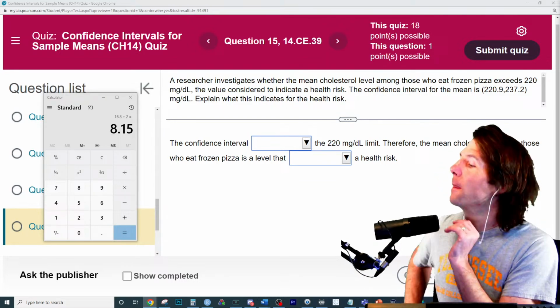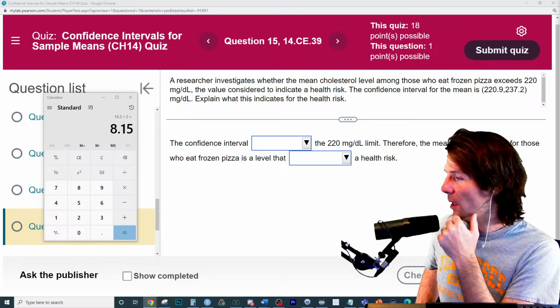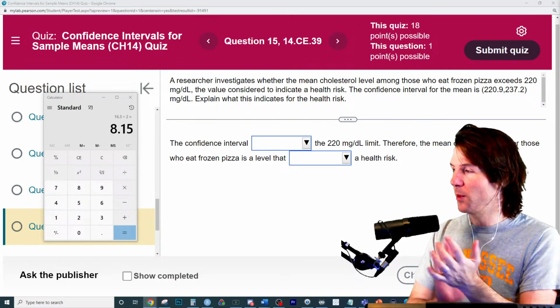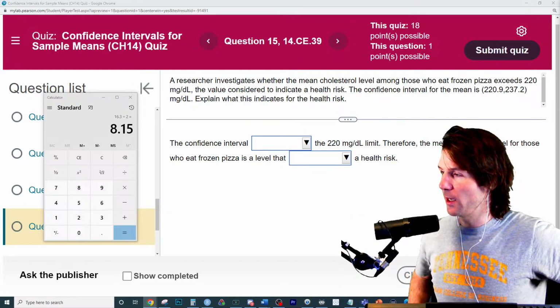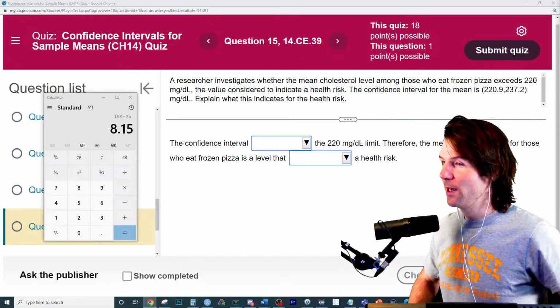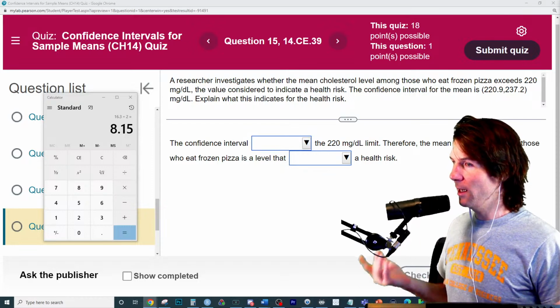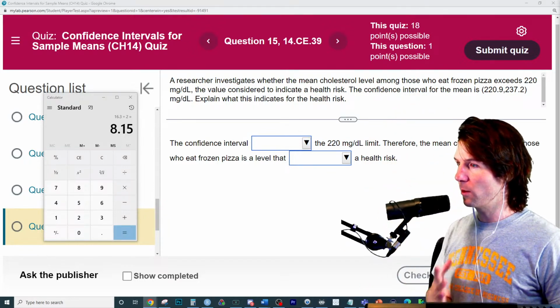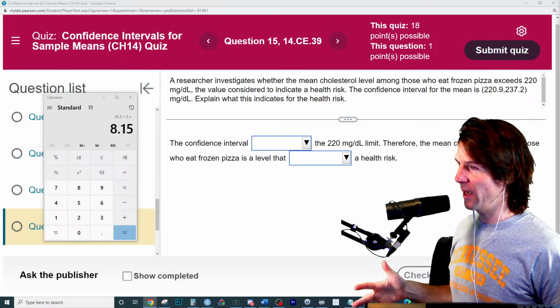Mubot didn't. Okay. I am 95% confident that the true mean cholesterol level of people who eat frozen pizza is contained in the interval blank to blank. You got it: 220.9 to 237.2. So think about this. That interval is completely above 220, right? Is that good or bad for these people? Just put good or bad in the chat.